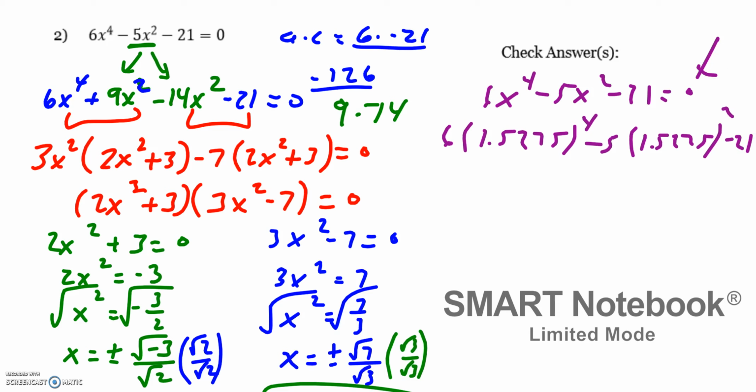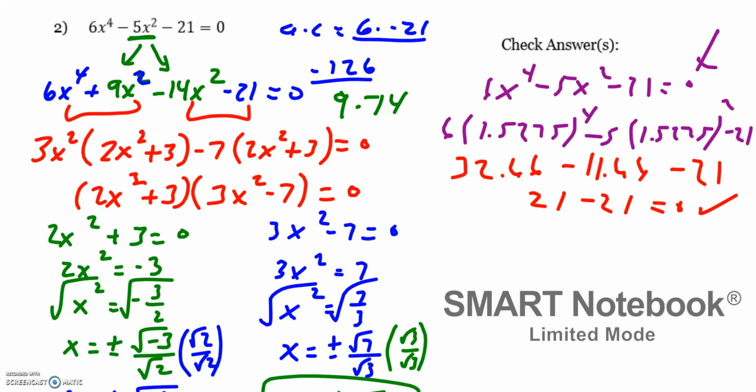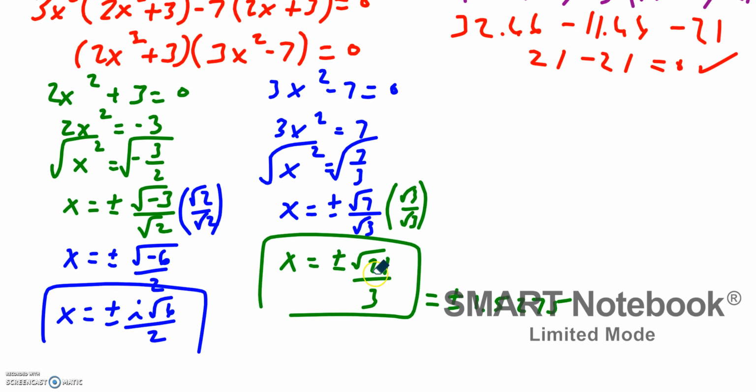So, I did this already as well. When I plugged this into the calculator, I got 32.66. When I plugged this into the calculator, I got 11.66 minus 21. 32.66 minus 11.66 is 21. Minus 21 does equal 0. So I knew that the positive answer had to work.